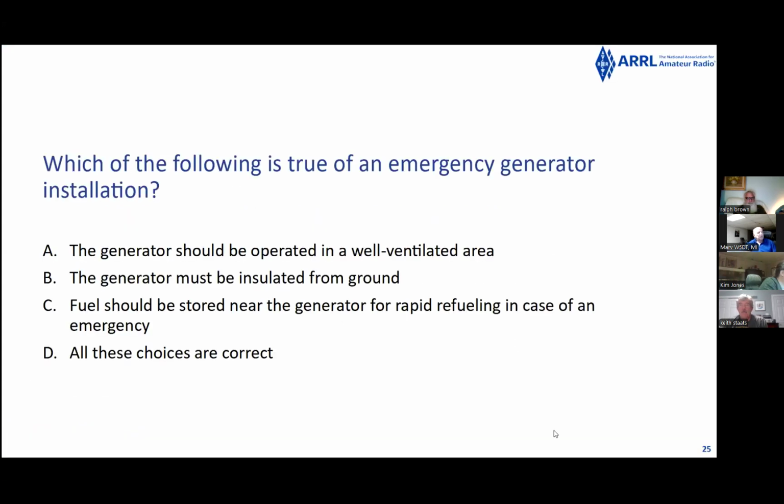Which of the following is true of an emergency generator installation? The generator should be operated in a well-ventilated area. The generator must be insulated from the ground. Fuel should be stored near the generator for rapid refueling in case of an emergency. All these choices are correct. No, no. I'm going to say A. Yeah. Okay.